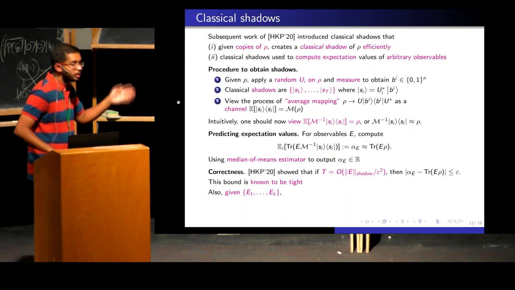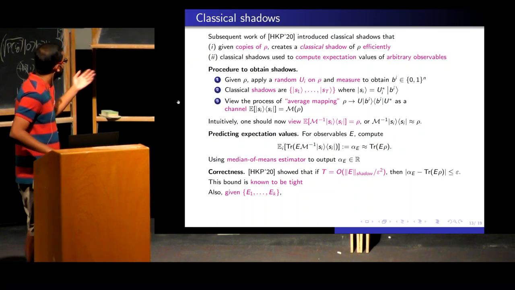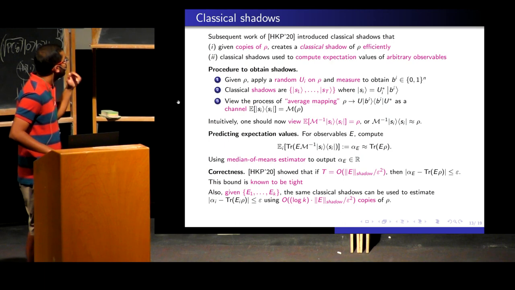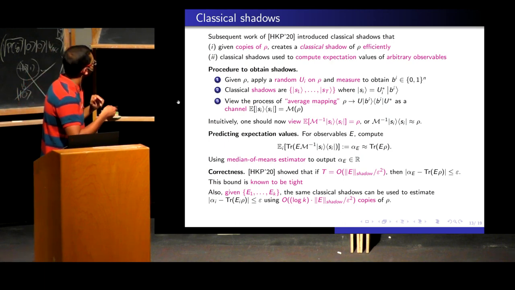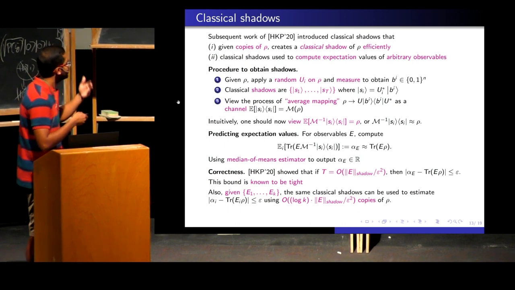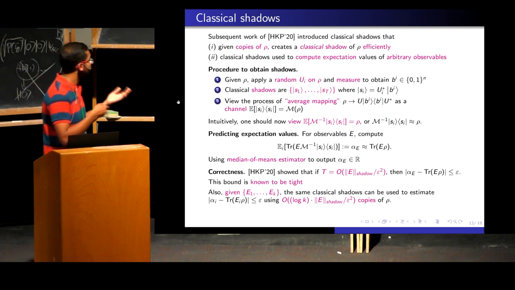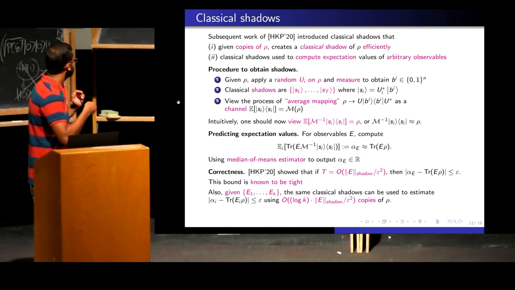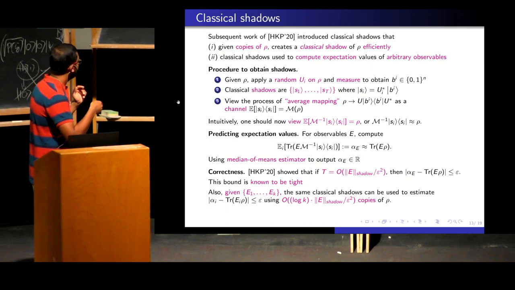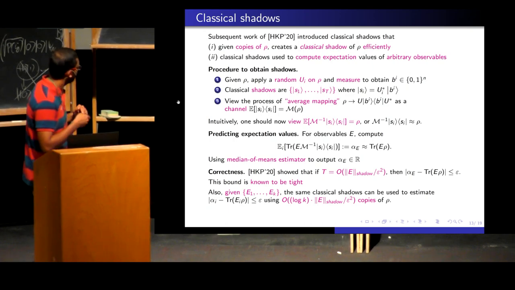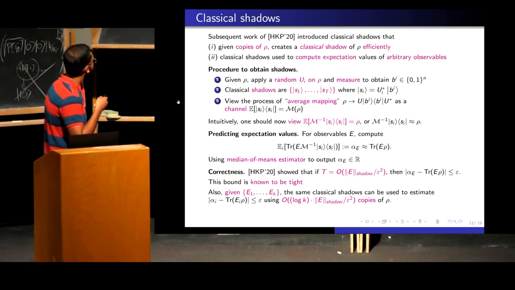You can recover shadow tomography if I give you E1 to EK instead of just a fixed E. I think they have a log 1 over delta dependence. You can just use a union bound, since I could have reused the samples again and again. So with log K times the shadow norm of E times epsilon square number of copies of rho, I can produce an epsilon approximation of the trace of E_i times rho. So this is what they get.